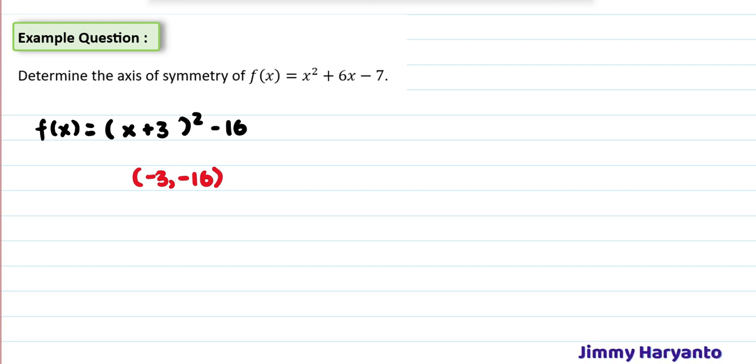To find the axis of symmetry, you only have to rewrite it like this: x = −3. You take the value of x from the vertex point, and then you have the axis of symmetry. As simple as that.